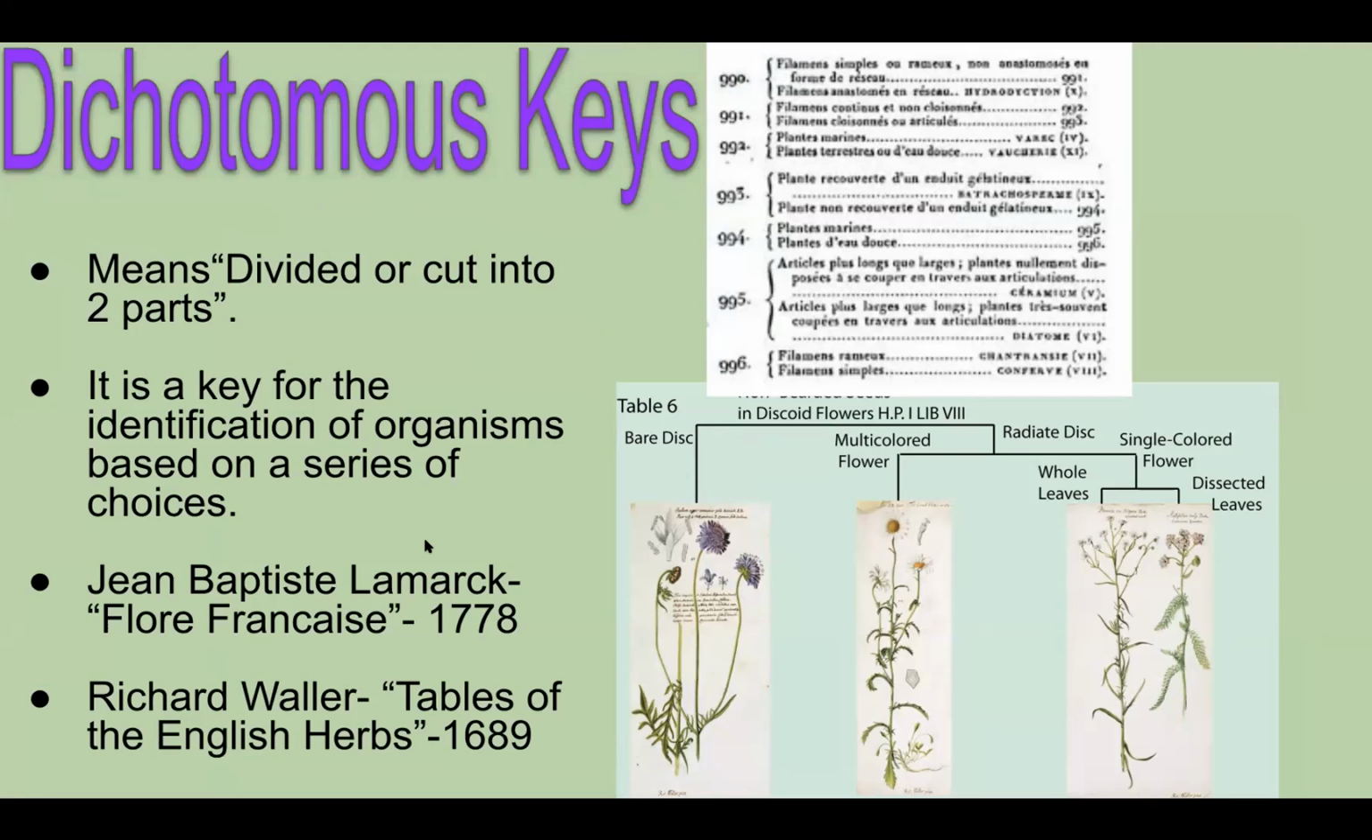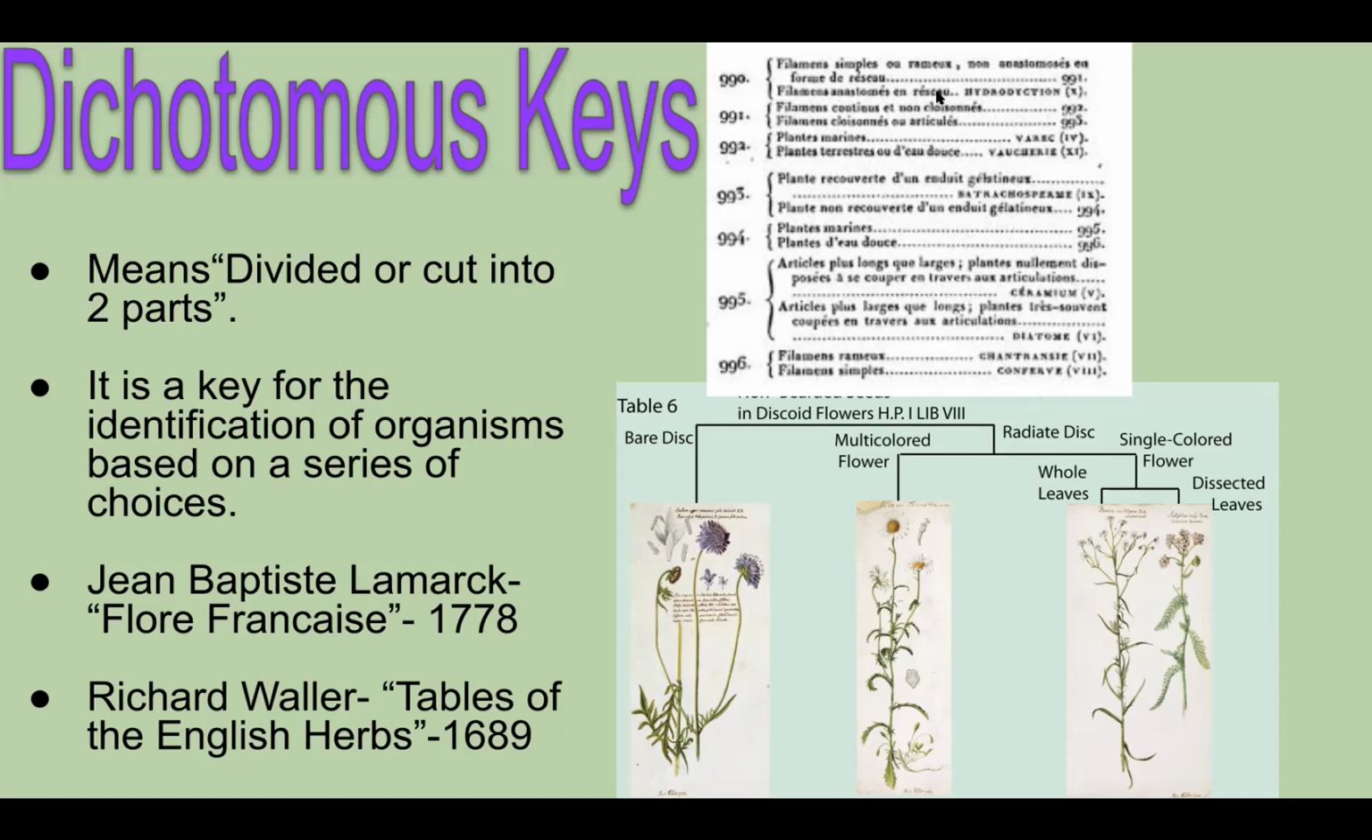Now, there is some debate over who created the first dichotomous key. Some people believe it was a French naturalist named Jean-Baptiste Lamarck, who created the first text-based dichotomous key in 1778. However, some scientists think the creator was an Englishman named Richard Waller, who created a pictorial version of a dichotomous key about 1689. Here you see an example of Richard Waller's version. He used pictures for his identification tool versus Lamarck, who used a textual form.